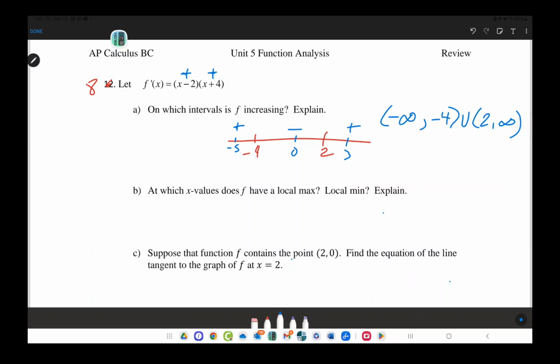Yeah, since there are zeros, we don't include them. I'm not going to be picky on that. If you put brackets, I'm not going to mark it wrong. Okay.